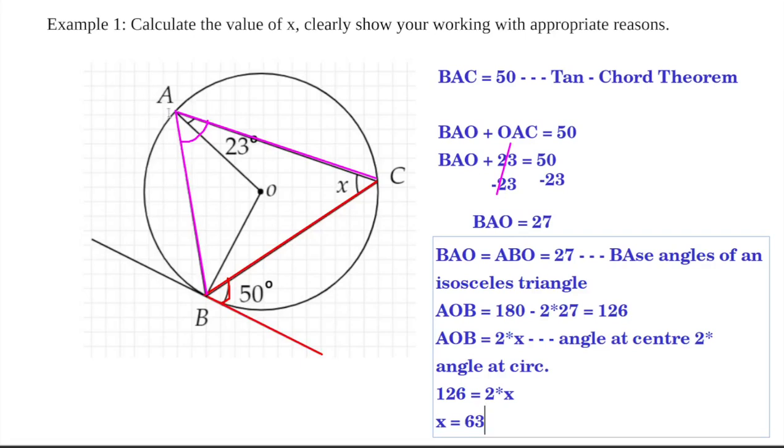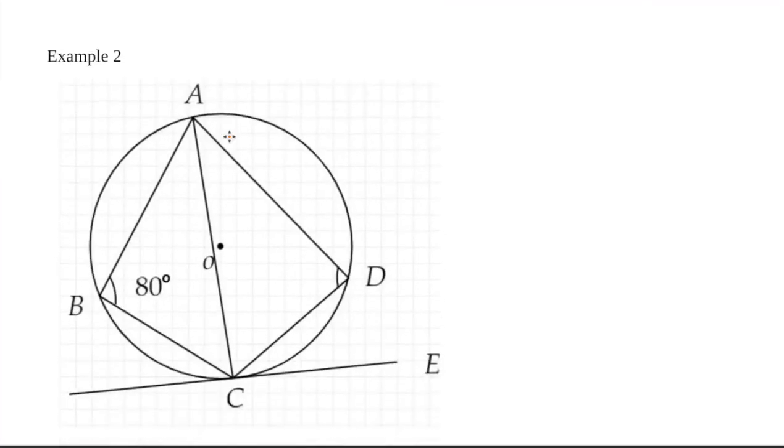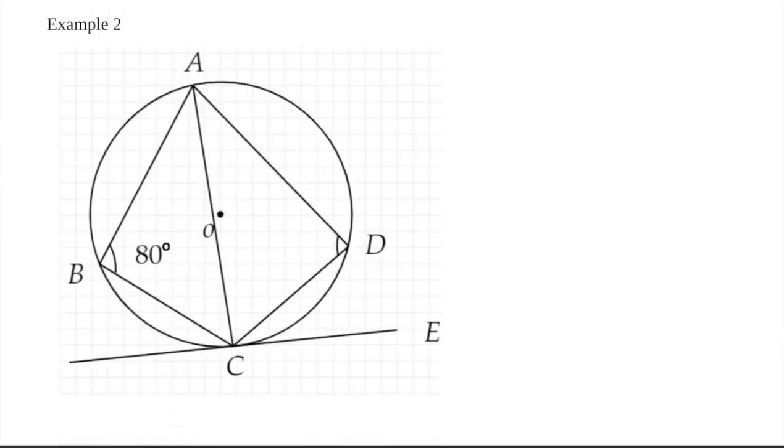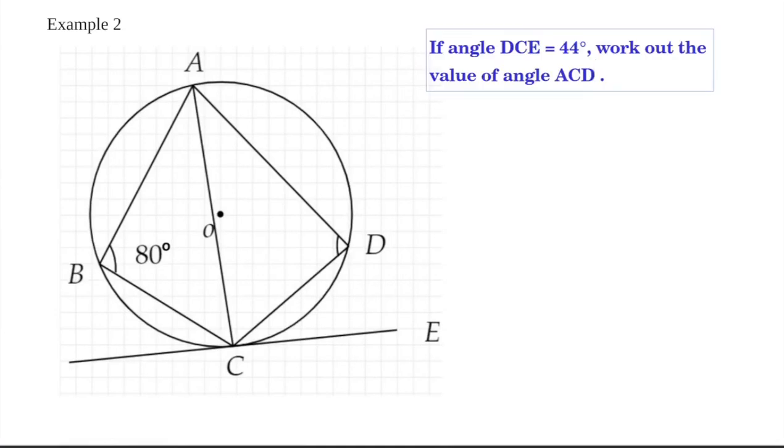Well, that was the first example. Remember the tangent chord theorem: the angle between tangent and chord is equal to the angle subtended by the chord. Next example. For this example, something is missing here. For this question, the statement was omitted. Now let's try to find the solution.